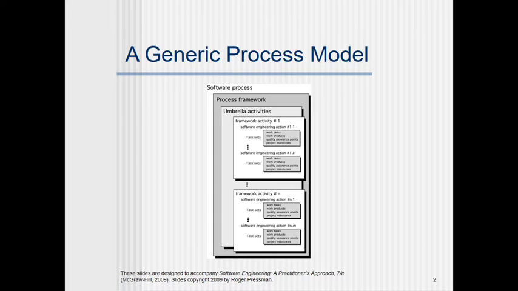Now we discuss what an activity is. The activities are populated by these actions. What is an action? An action is defined by task sets. And what is a task? These tasks are the work that needs to be completed, the work products that are produced, the various quality assessment points that are assured, and the various milestones.